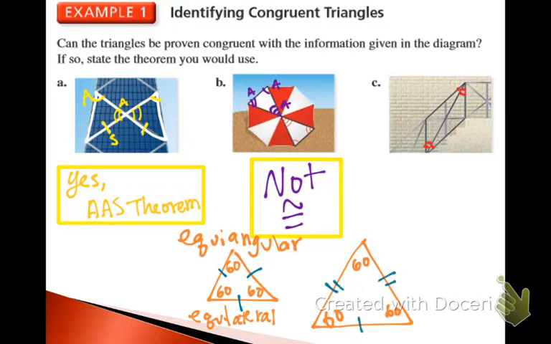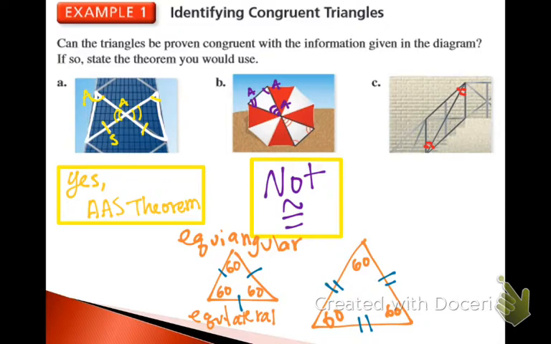So all of these sides would be equal to each other. Are these two triangles congruent? Are they the same exact triangle twice? No. But are all the angles congruent? Yes. So angle, angle, angle is never a theorem because there's only so many ways for three angles to add up to 180 degrees. Does that make sense? So it's just not a theorem.